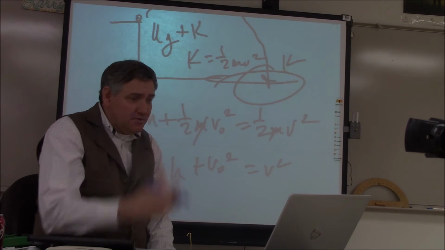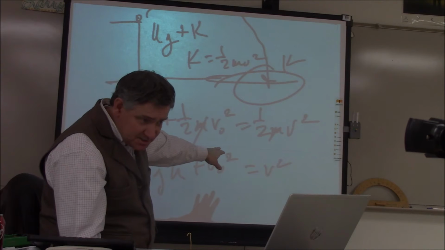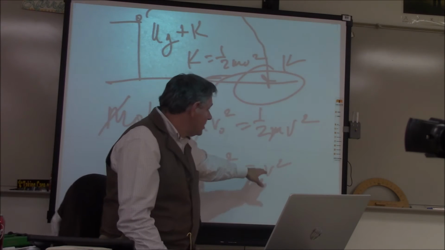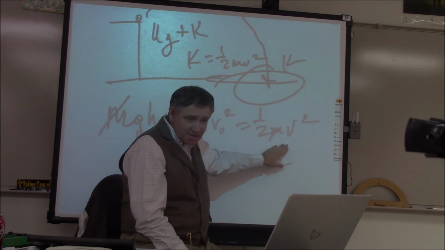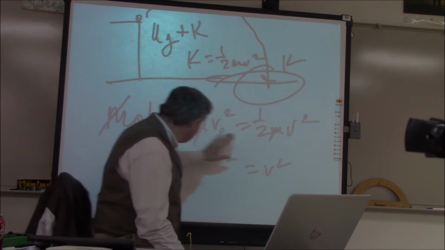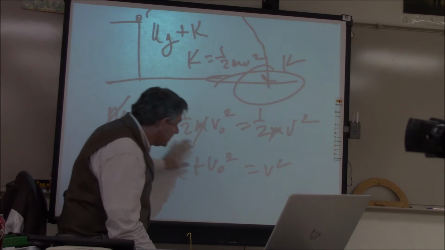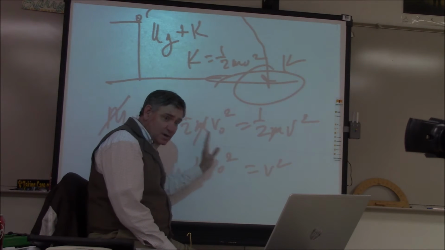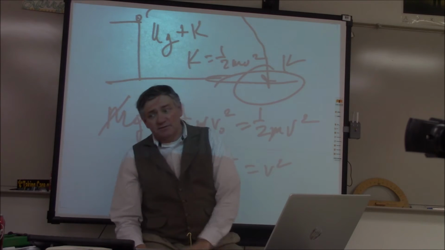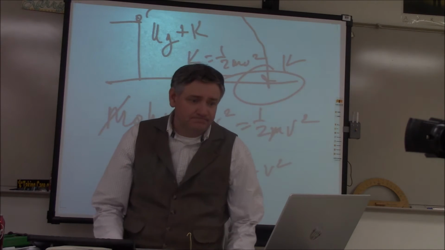But because I throw the ball, I have an additional amount of kinetic energy, which is going to make this velocity bigger if I throw it than if I just drop it. Because if I just drop it, I only have UG. But if I throw it, when it lands, it has more energy to start with, which means it's going to have more energy when it lands.